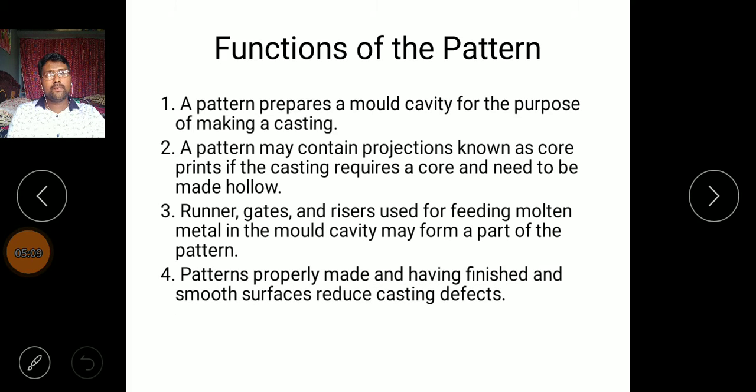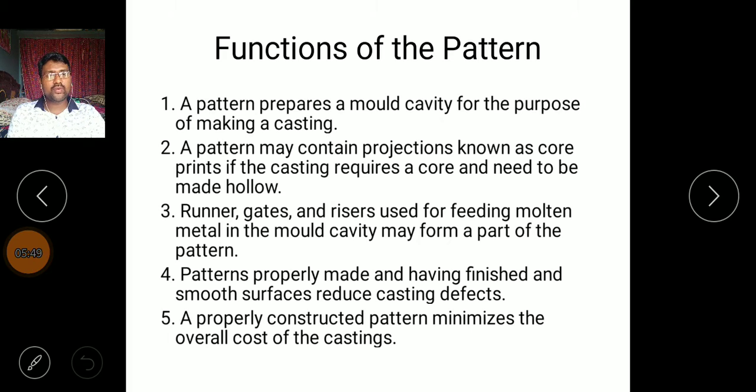Next, patterns properly made, with a finished and smooth surface, reduce casting defects. The patterns are used a number of times for the next casting process. At the time of placing and removing, we will get some wear and tear. To overcome these defects, we use quality material such as wood, metal and plastic. Based on the number of times we have to use it, we have to select the proper pattern material to overcome casting defects.